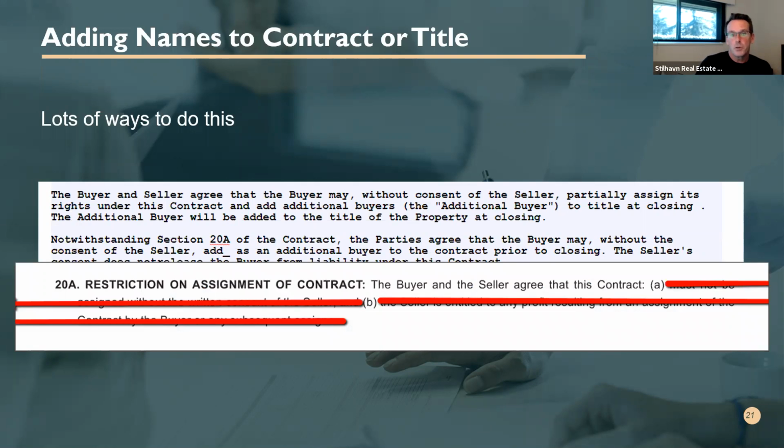Well, the whole reason you're doing the other clauses is usually because you're trying to make the seller comfortable or let them understand you're not doing it for any nefarious reason. But the fact is, if you get rid of 20A, all contracts are assignable. Yeah. Okay.